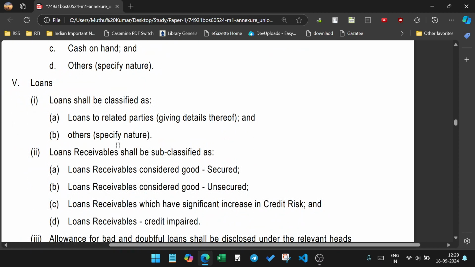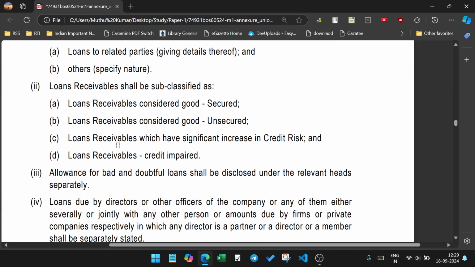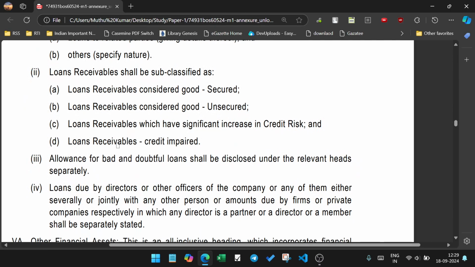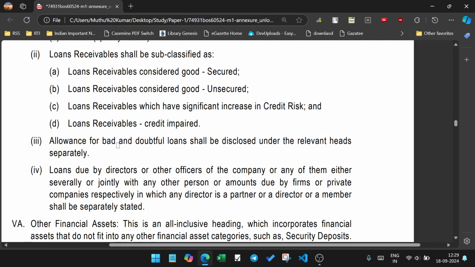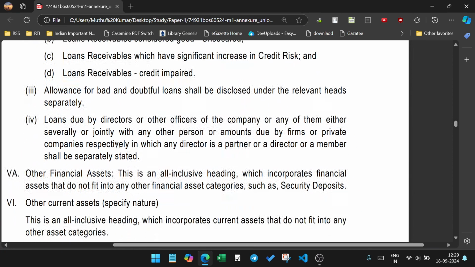Loans shall be classified as loans to related parties, giving the details thereof, and others of specific nature. Loans receivable shall be sub-classified as loans receivable considered good secured, loans receivable considered good unsecured, loans receivable which have a significant increase in credit risk, and loans receivable credit impaired. Allowances for bad and doubtful debts shall be disclosed under the relevant heads separately.